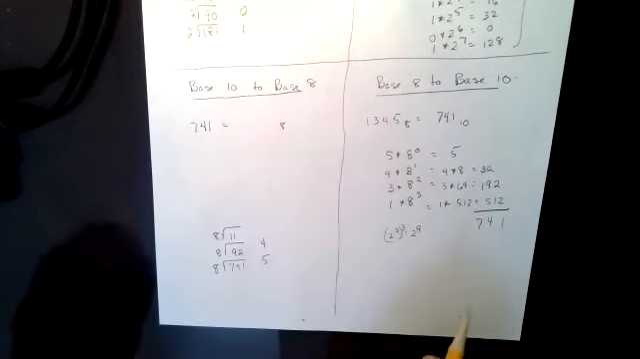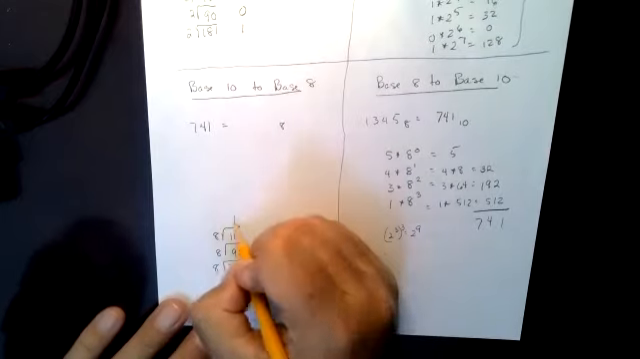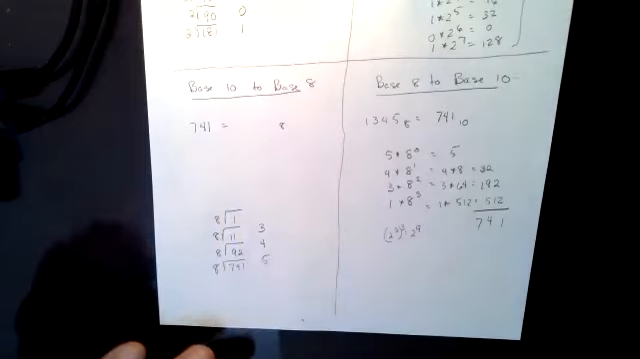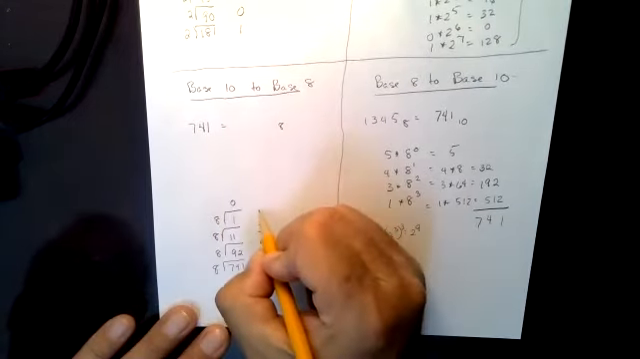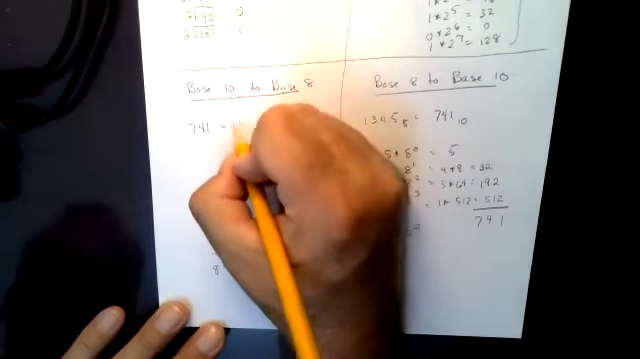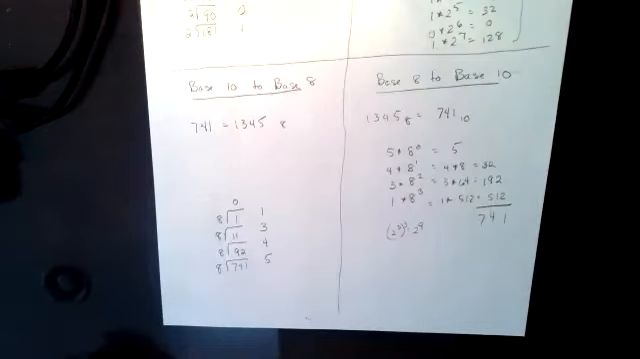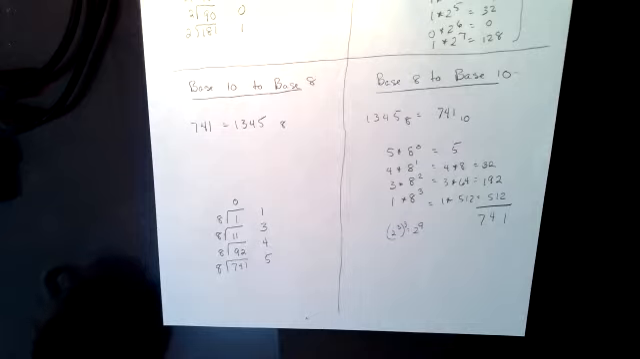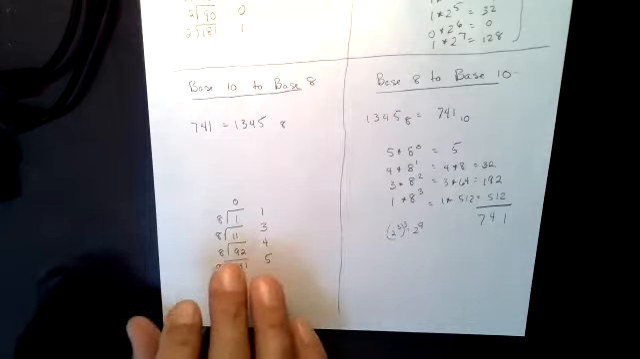8 goes into 11 once, with a remainder of 3. And 8 goes into 1 nothing, with a remainder of 1. 1, 3, 4, 5. Nice and easy. What do you think about that? We're good?